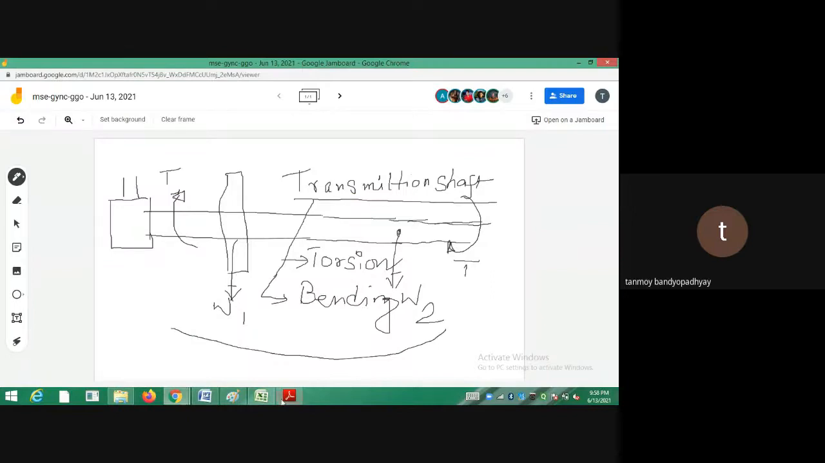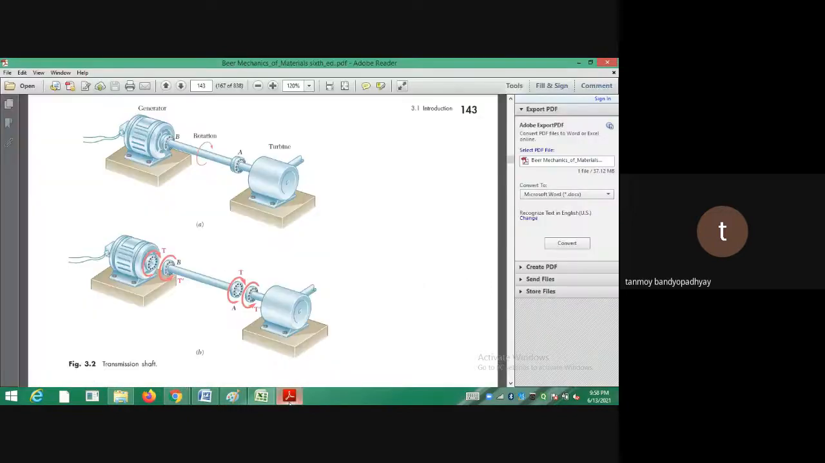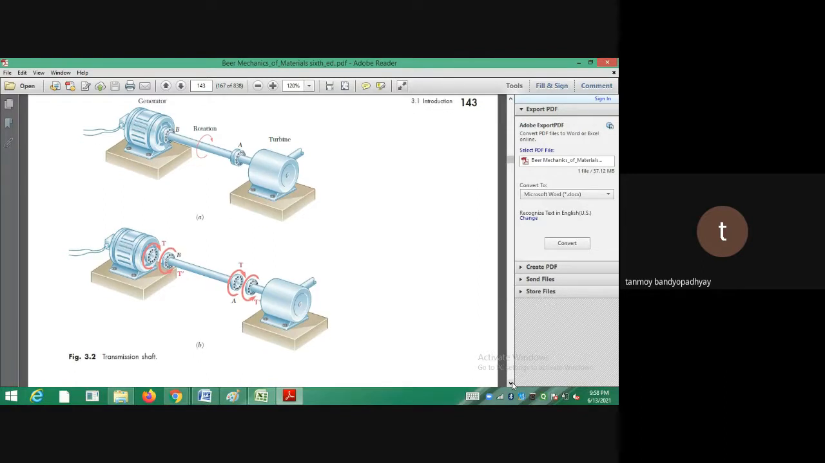Is this clear up to here? So this is about the transmission shaft. That is something that is used to transmit power, so that is used to transmit a torque. So there is a motor that's generating the torque, and you have a system of shafts that transmit the power to all parts of the floor of the industry.